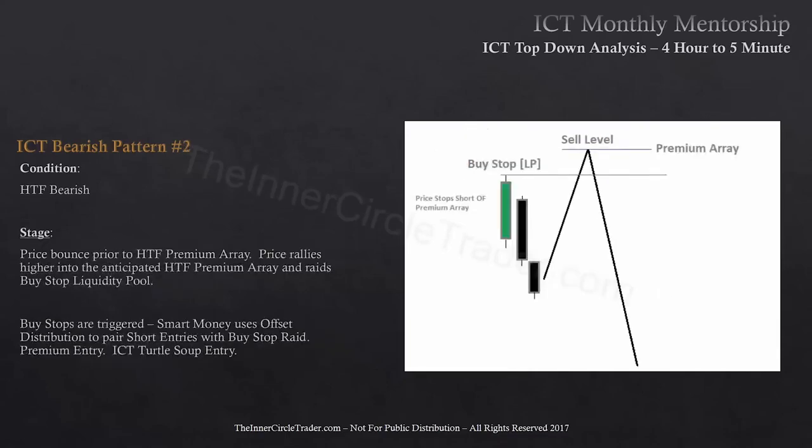And this is bearish pattern number 2. And again, the condition is higher time frame bearish. The stage, or setup, is price is going to bounce off of a higher time frame premium array.